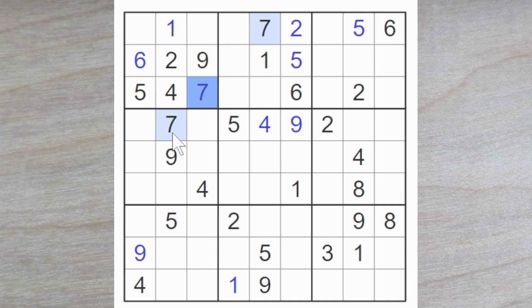I'm just now noticing the two 7s blocking down here, making this a 7.